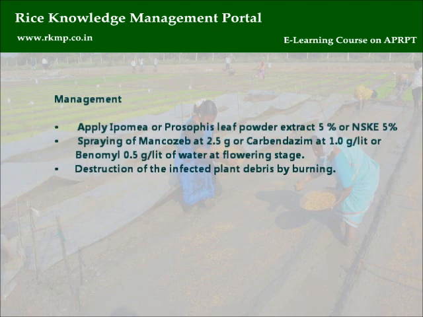Management. Apply Ipomoea or Prosopis leaf powder extract at 5% or NSKE 5%. Spray mancozeb at 2.5 gram, or carbendazim at 1.0 gram, or benomyl at 0.5 gram per liter of water at the flowering stage. Destroy infected plant debris by burning.